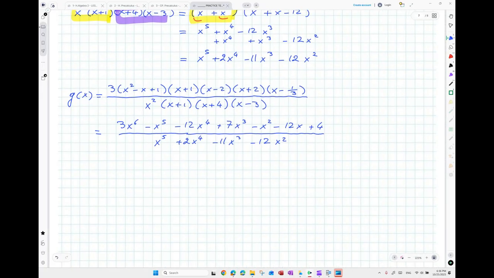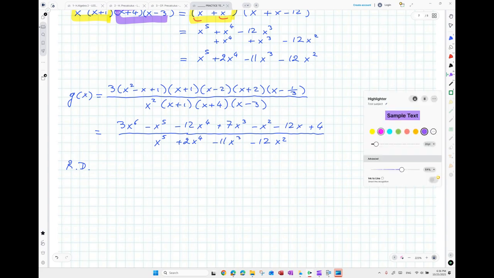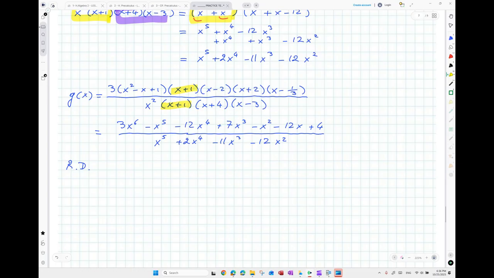The first thing to try to find, if there is one, is the removable discontinuity. So in that case, you need to spot any factor which is common to both the numerator and denominator. Here I've got x plus 1, so the removable discontinuity, the hole, would be at x equals negative 1. And to find the corresponding y, I'm just going to plug in negative 1 for x.